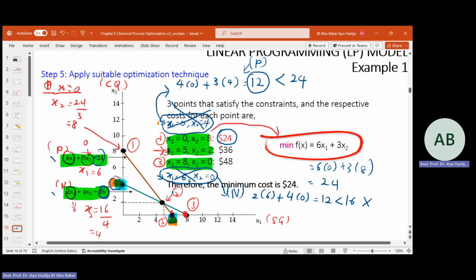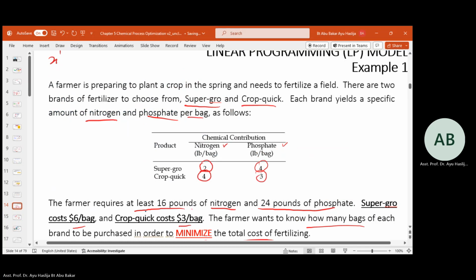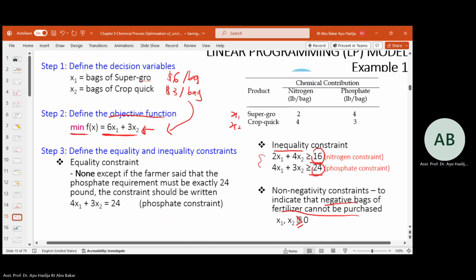Again, I repeat, this point and this point are not considered because they don't meet the constraint. When you put them into both equations, they don't meet the constraint. The statement earlier mentioned at least 16 pounds of nitrogen and 8 of phosphate. So both must be met. All points must meet the constraint.